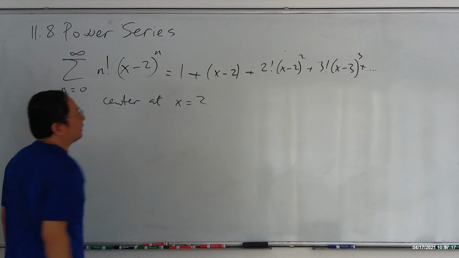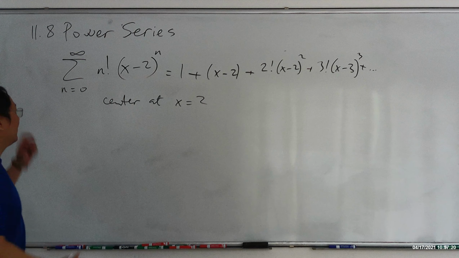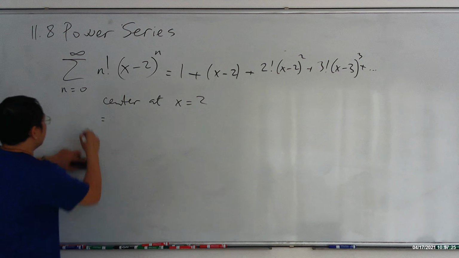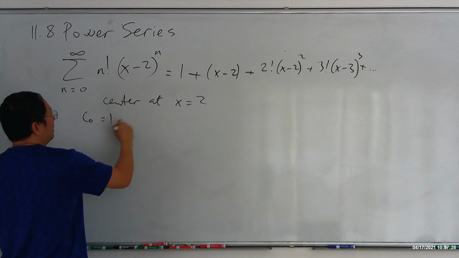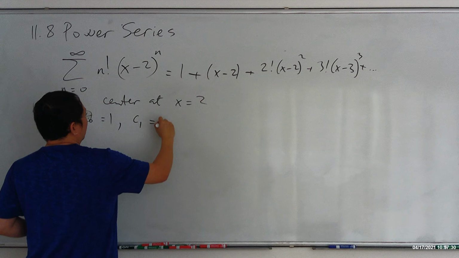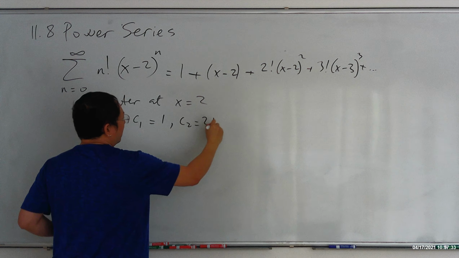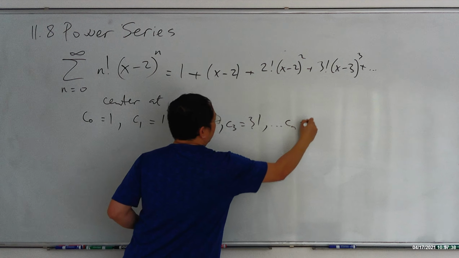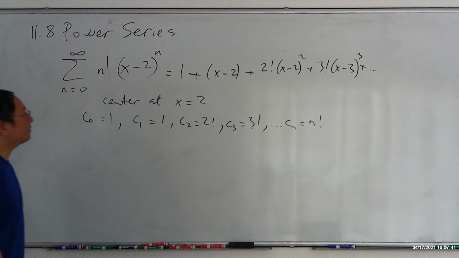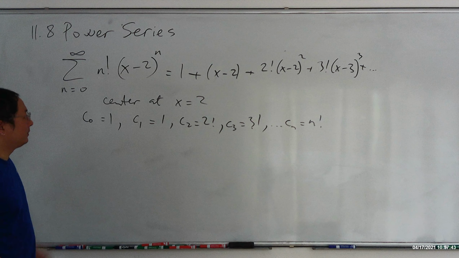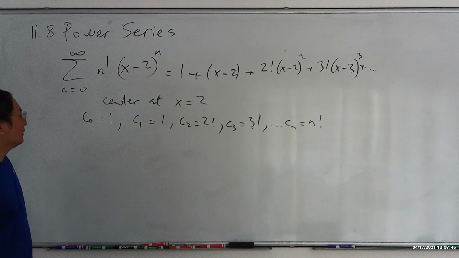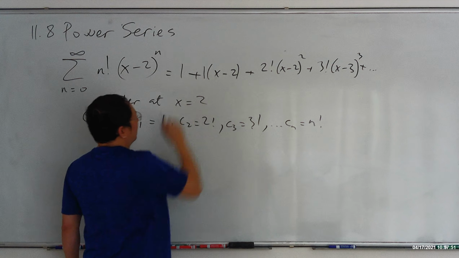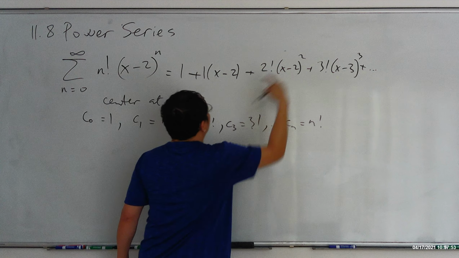Okay? So the center is x equal to 2. This is a power series centered at 2. And, since the book uses c, let me use c. C0, the constant, is 1. C1 is 1. C2 is 2 factorial. C3 is 3 factorial. So in general, c n is n factorial. This is the first term, c0, right here. C1 is 1 factorial, then 2 factorial, 3 factorial.